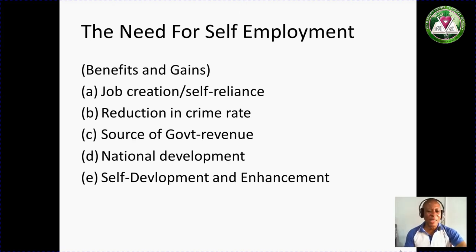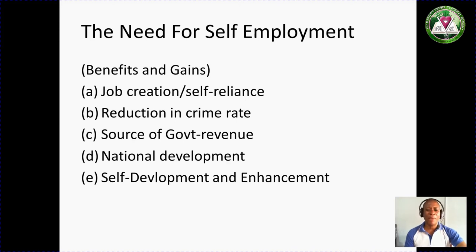And from this money that government generates, they can provide essential social services for us. For instance, they can build hospitals, roads, and schools with all this money that they generate from people who are self-employed as a form of tax.